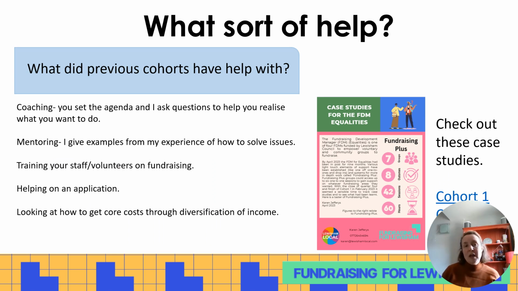So what kind of help can you get? And here I will ask the groups what kind of help they got. Here are a few different things. So coaching is where you set the agenda and I ask questions to help you realise what you want to do. So that's quite a neutral blank canvas. I reflect back to you what you've said, and that can help you to think through what you want for yourself.